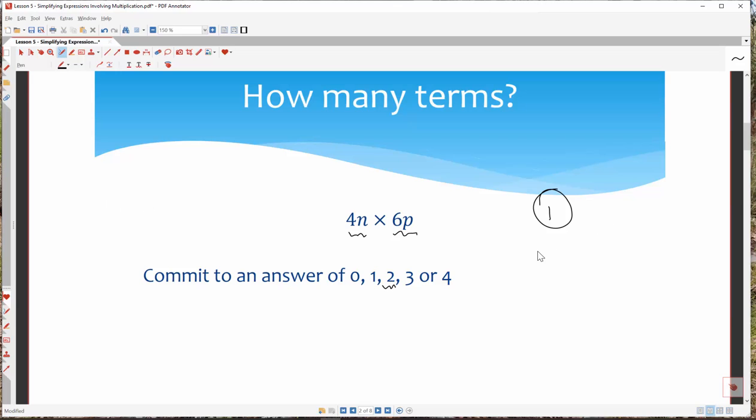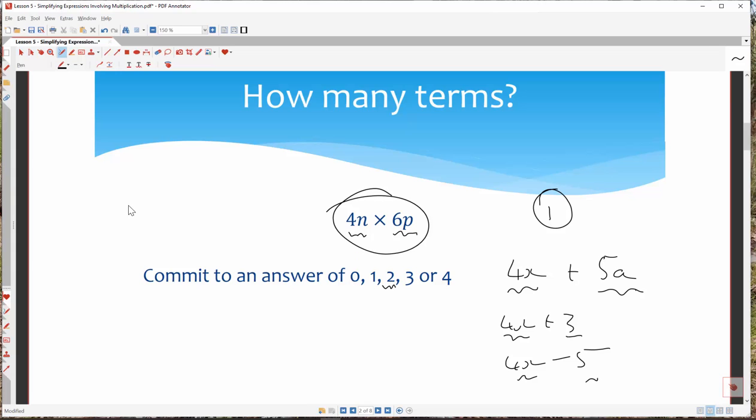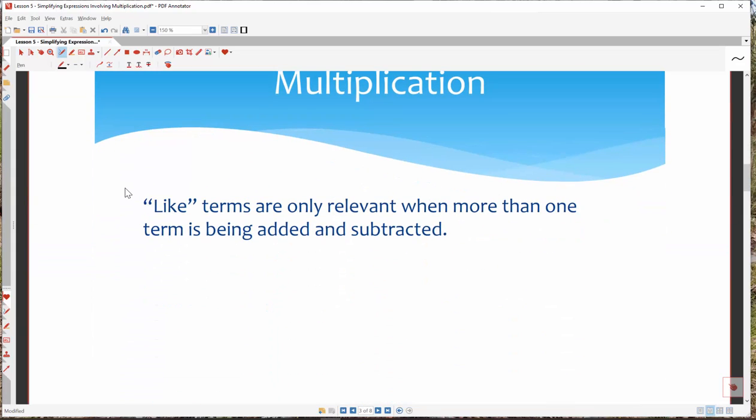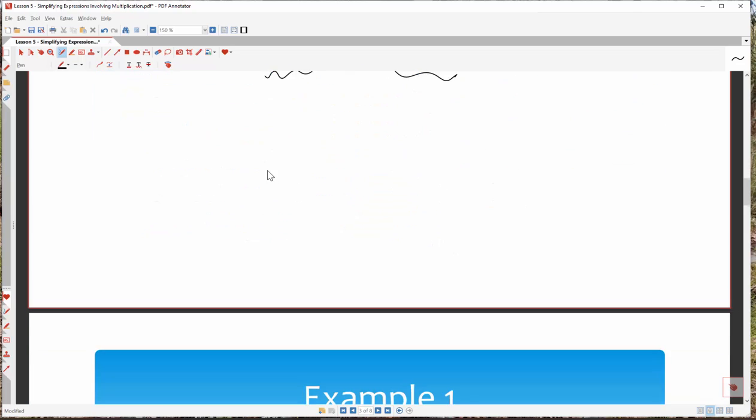Now remember the definition of a term. A term is something that algebraically we add or subtract. So 4x plus 5a. That's the first term, that's the second term. Or 4x plus 3, 4x take 5, etc. All of these are two-term expressions. This, in fact, is just one term. And what I'll do is go on to explain why it's one term. Like terms are only relevant when more than one term is being added or subtracted. With multiplication, I'm not interested in whether they're like terms or not, and I'll show you why.